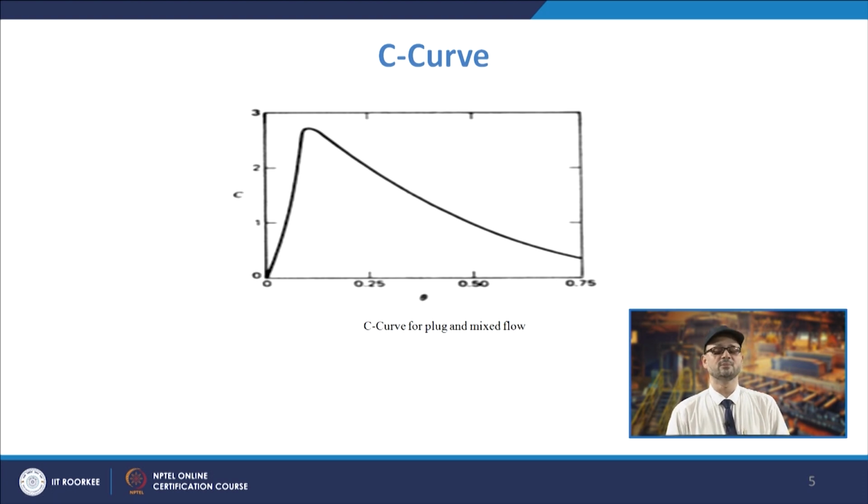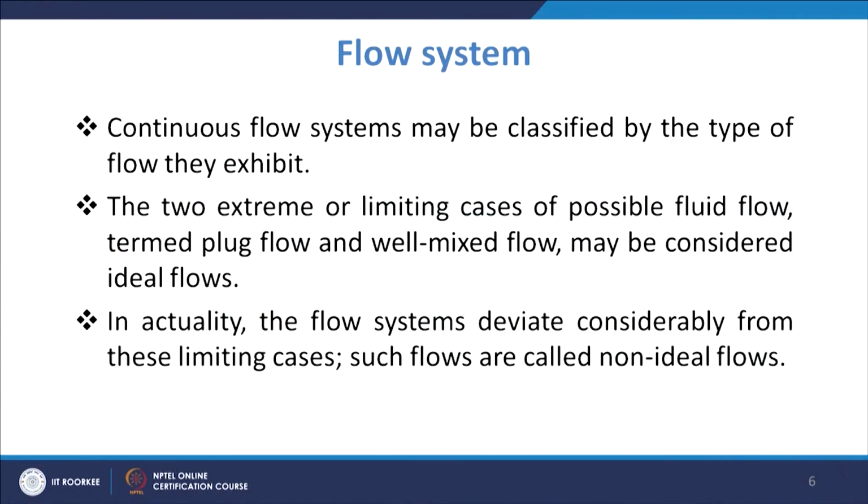So, this is basically the C curve. Now, that we had already seen in our earlier lecture. Now, the thing is that when we talk about these flow systems, if you talk about the continuous flow systems, they can be classified by the type of flow they are exhibiting. So, you have two extreme cases of possible fluid flow: plug flow and well mixed flow. They are normally considered as the ideal flow.